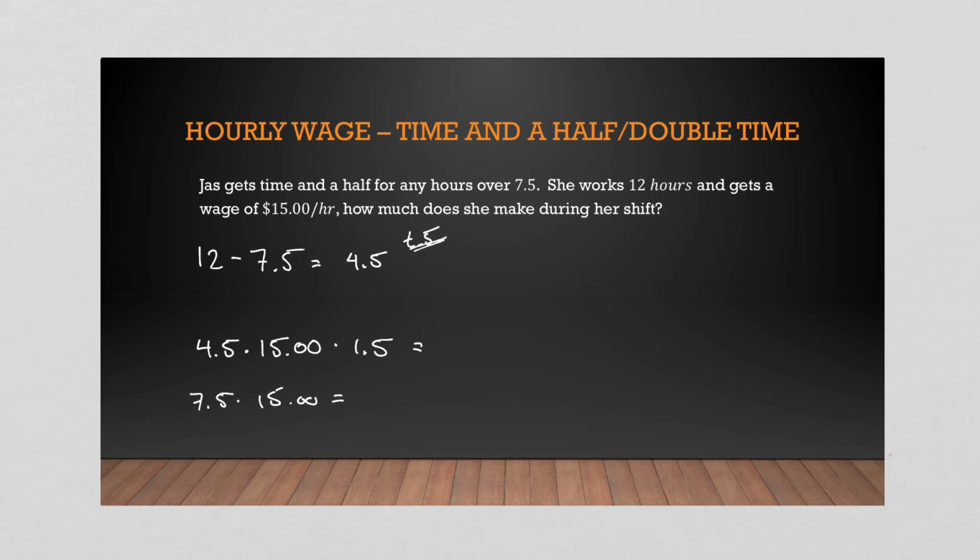So calculate all that up: 7.5 times 15, she makes $112.50 regular, and then for 4.5 hours at time and a half, she gets another $101.25. So she almost makes the same amount of money in 4.5 hours that she did in 7.5 because of the time and a half. So you can see that it's helpful to get overtime.